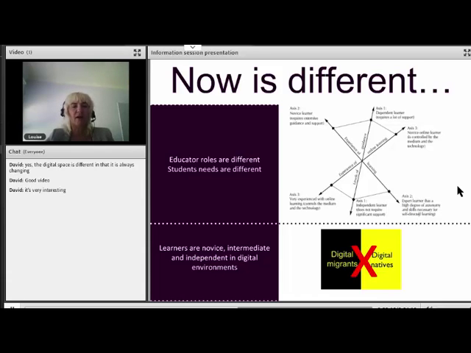It's not the case. What is the case is that learners and teachers are novice, intermediate, or independent in digital environments. If you use that to describe your teachers and learners, you'd be more likely to get somewhere with implementation than trying to focus on this, which actually can be damaging to learners, because if you're saying that everybody 18 years and under is a digital native, then some people are going to miss out, and that's unfortunate. Okay, so we're going back again.